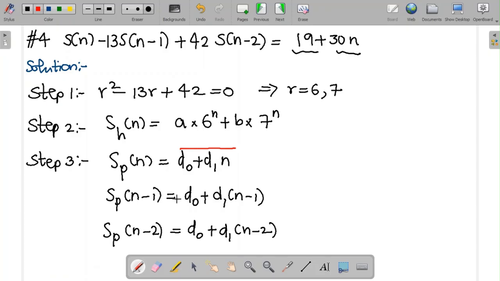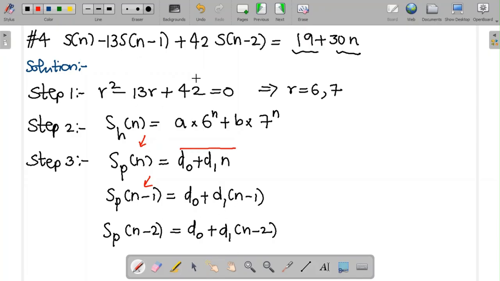The last problem, it was a constant, therefore it did not differ. It was d naught throughout. This time it's a linear function. So if the answer is d naught plus d1n for n, then for n minus 1, it becomes d naught plus d1 of n minus 1. And for n minus 2, it becomes d naught plus d1 times n minus 2.